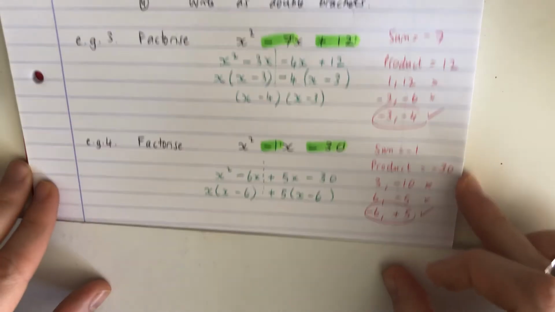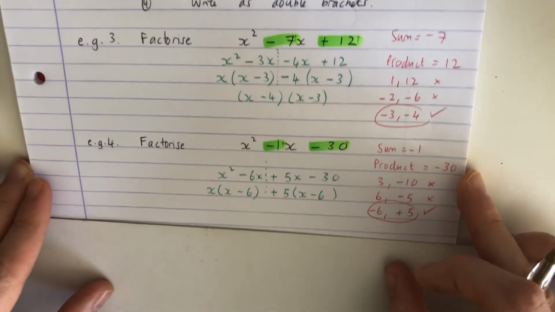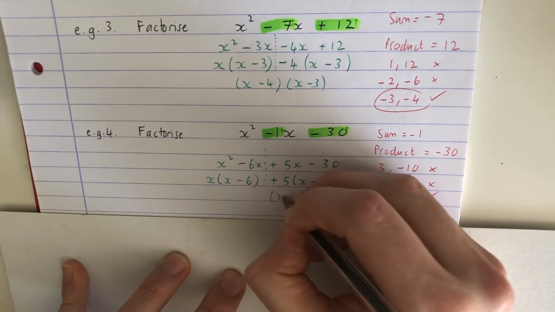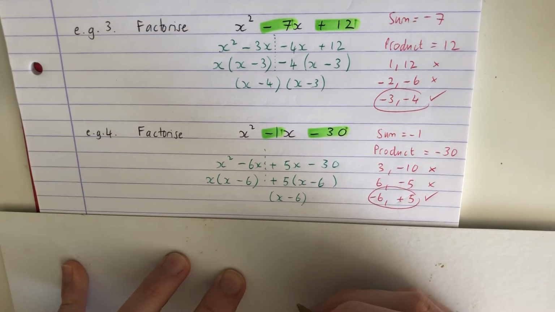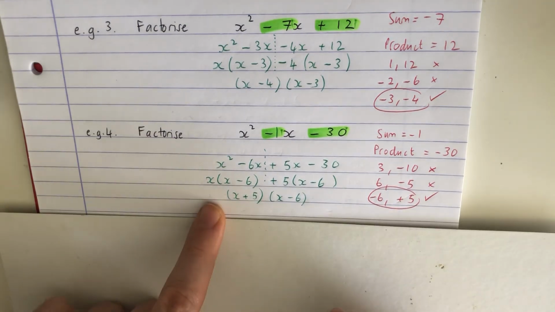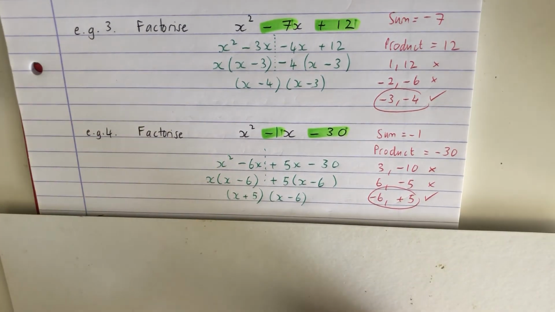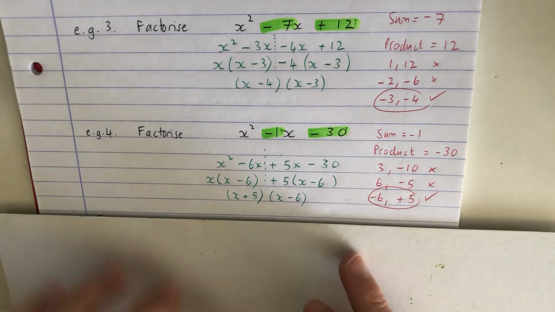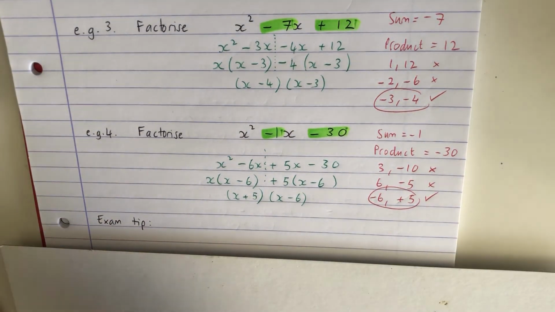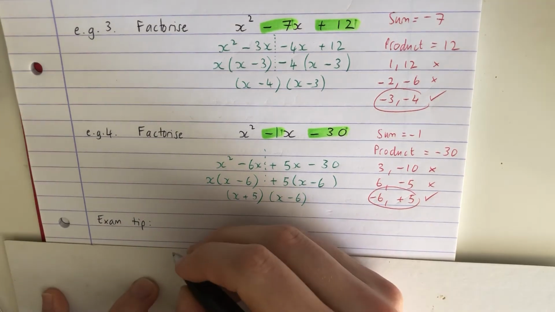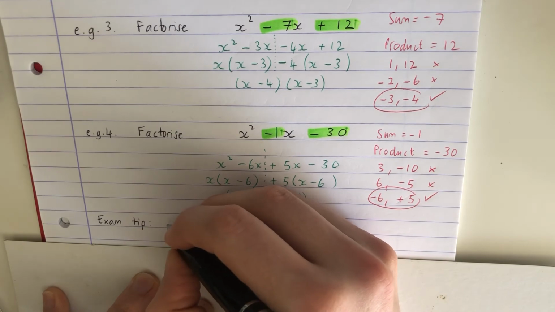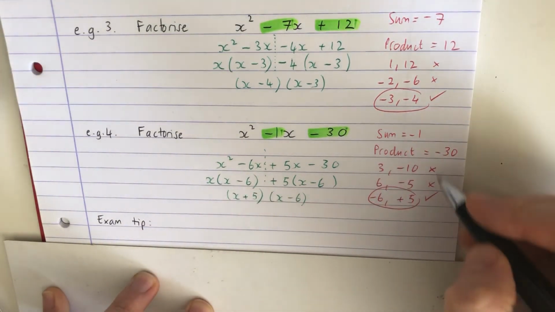And then the fourth step, write as double brackets. So write this as double brackets. x minus 6 is the second bracket. x plus 5 is the first. And that would be it. And these steps work perfectly backwards, so you can always check your answer. So that's pretty much it. The only exam tip I am going to give you is you need to work out or write out the products first and then check the sums like I've been doing there.